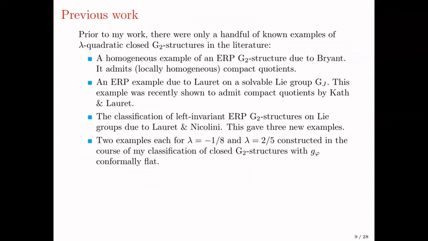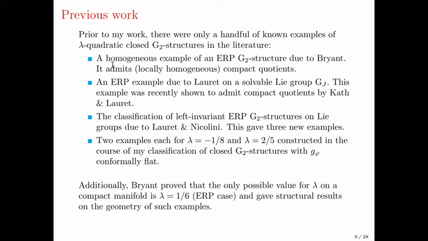And then I'll just say, in the course of my classification of closed G2 structures with conformally flat induced metric, I was able to get 2 examples each for these particular values. And they turn out to be incomplete. So this one is directly related to the conformally flat equation, and these ones are sort of constructed by analogy. Okay. So these are all the examples that existed as far as I'm aware.